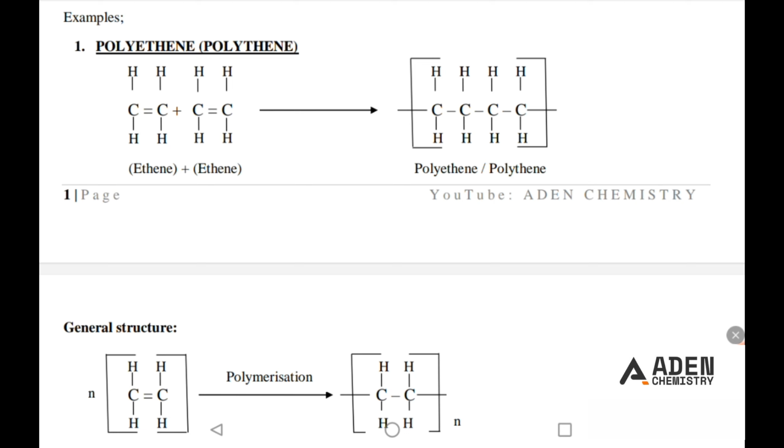Through addition polymerization, what will happen? The double bond breaks up. So each carbon is going to have 4 bonds. Then how many hydrogen are we having? 4. 1, 2, 3, 4. So 2 bonds are going to remain. These 2 bonds we are going to close with the polymer. Then we are going to put n there, which was for the number of monomers.